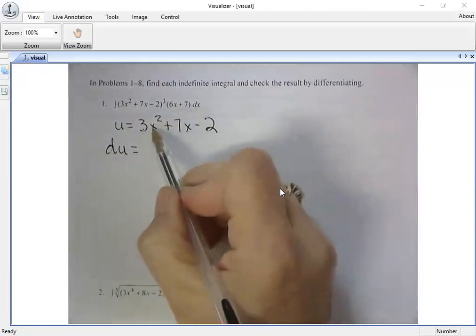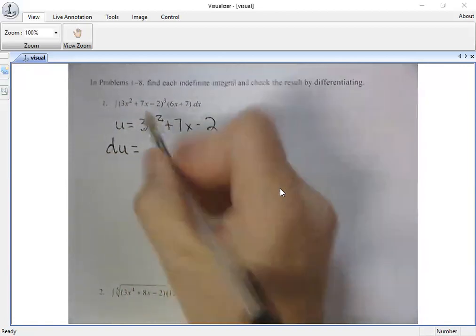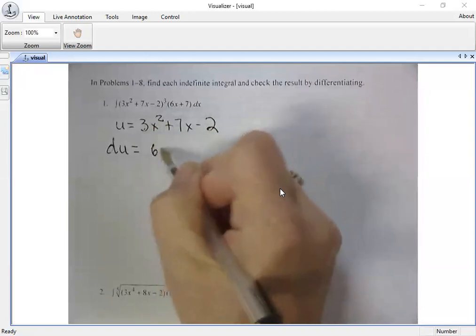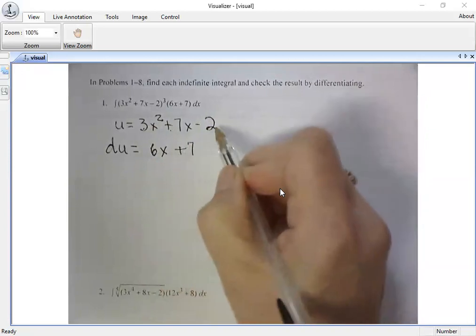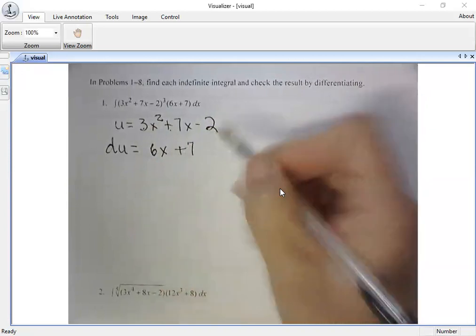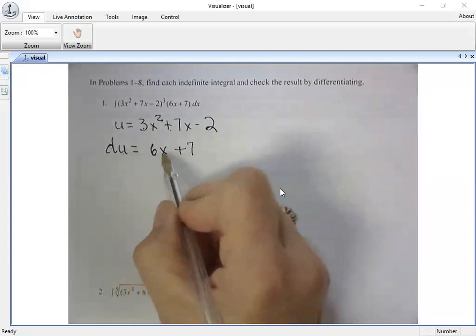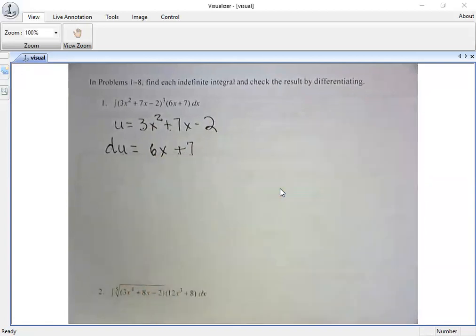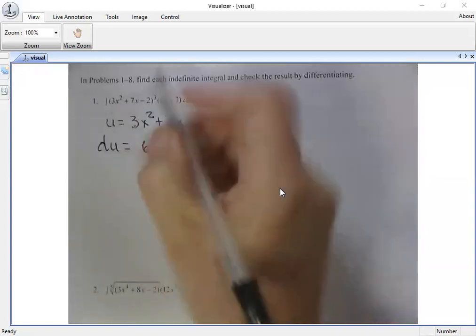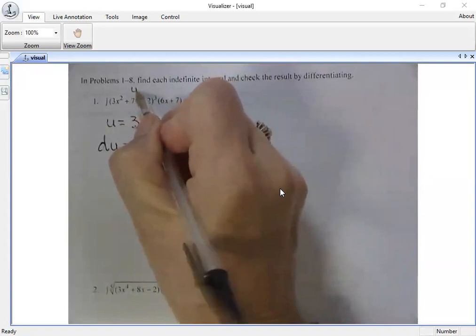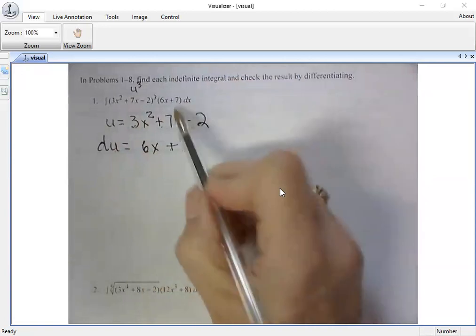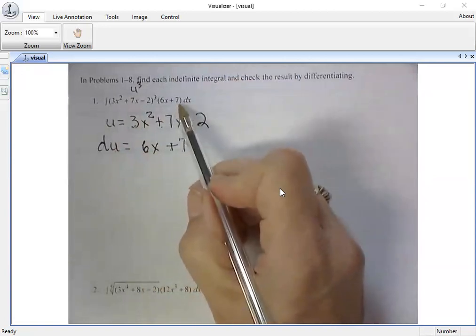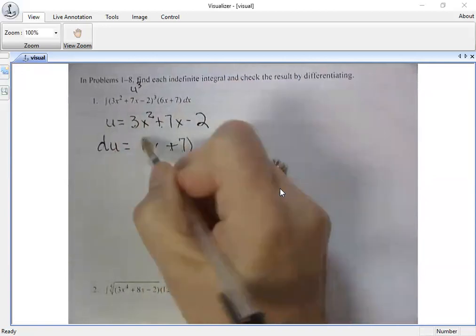So how do you differentiate 3x squared? That becomes 6x plus 7. And then, of course, the minus 2 becomes a 0. So my du would be 6x plus 7. Now, let's look at what we have. If all of this becomes u, that's u to the third power, right? Do I have everything I need for my du?